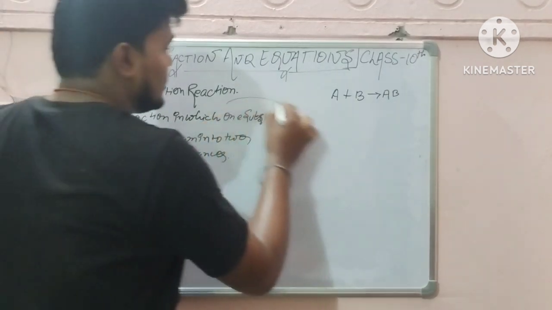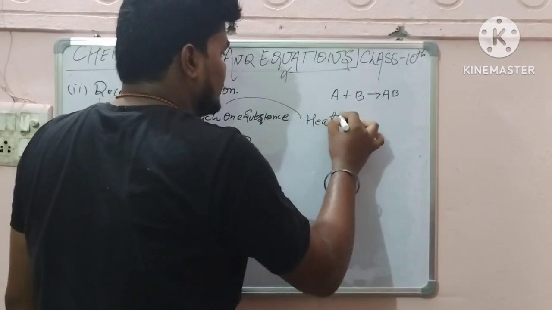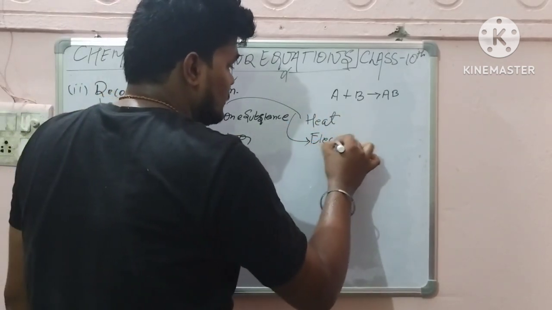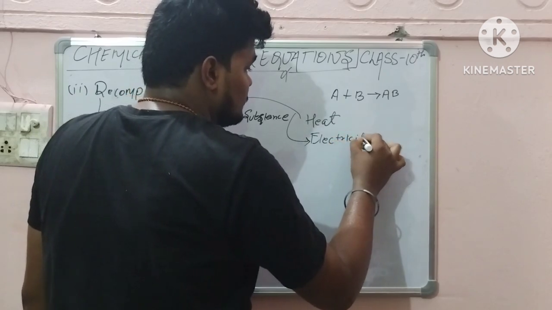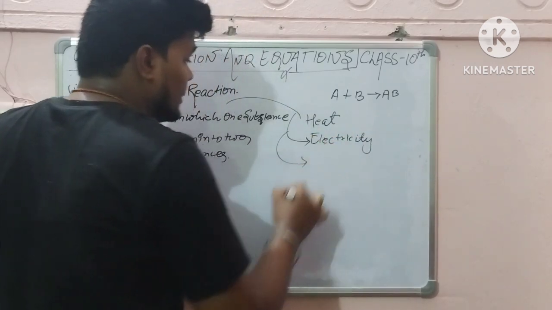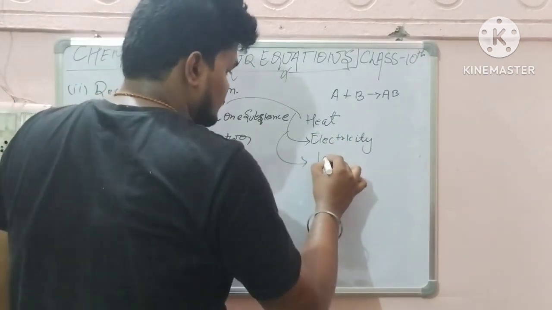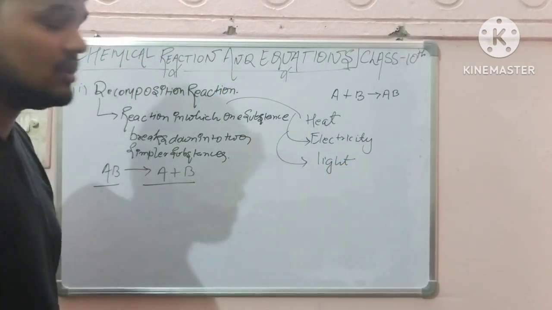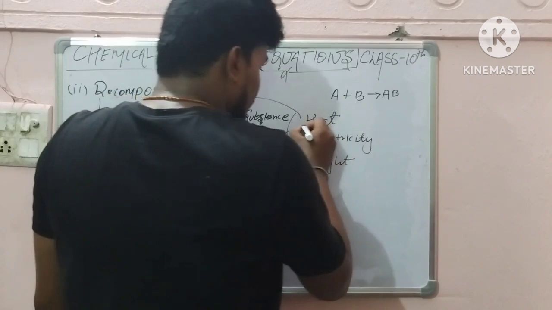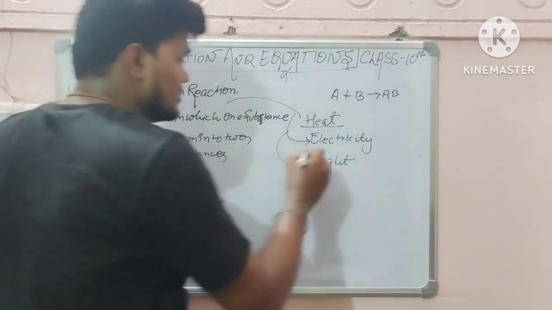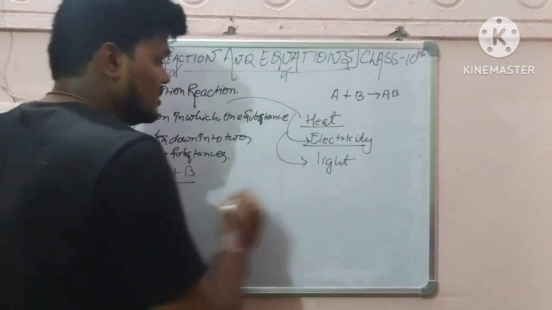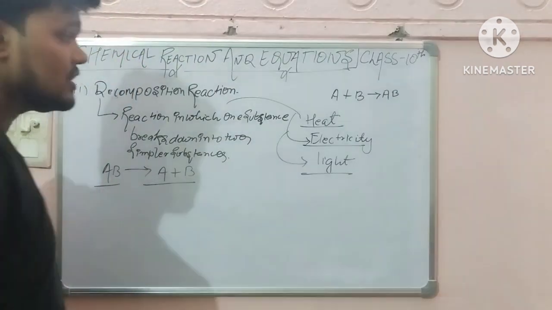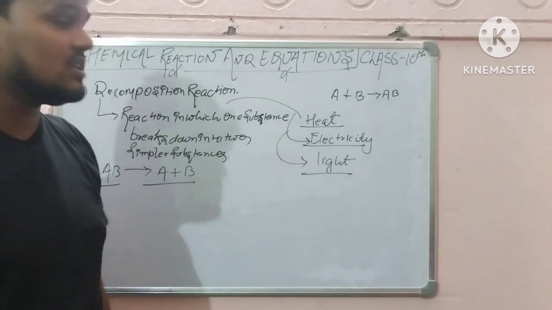What is the first method? The first method is to give heat. Second method is to give electricity. Third method is to make it break down by giving light. Okay. So first we break down by giving heat, second we break down by giving electricity, third we break down by giving light. Okay. So this is what we study.